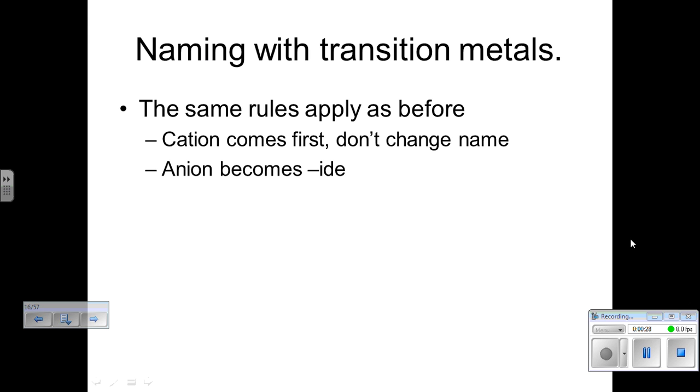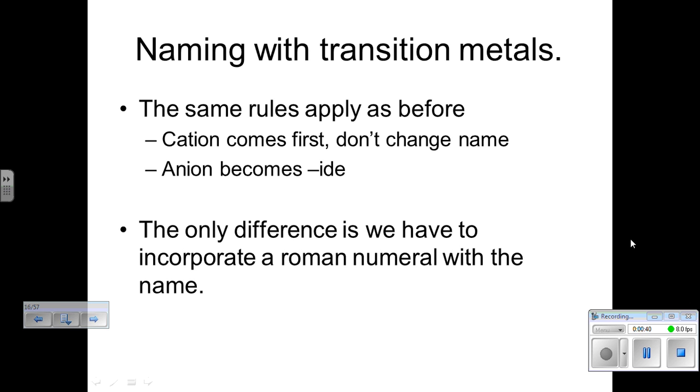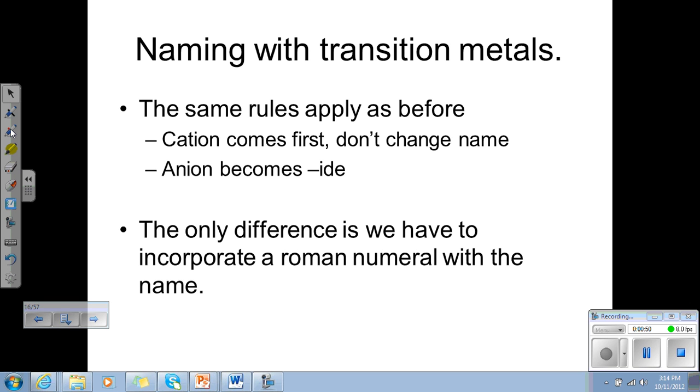And then the anion does have a name change. It'll have the IDE ending. So sulfur will become sulfide, fluorine, fluoride, that kind of deal. The only difference is, though, that we're going to have to incorporate a Roman numeral in the formula. Okay, so we're going to have some kind of Roman numeral in our formula. And we'll see what that means in a second.